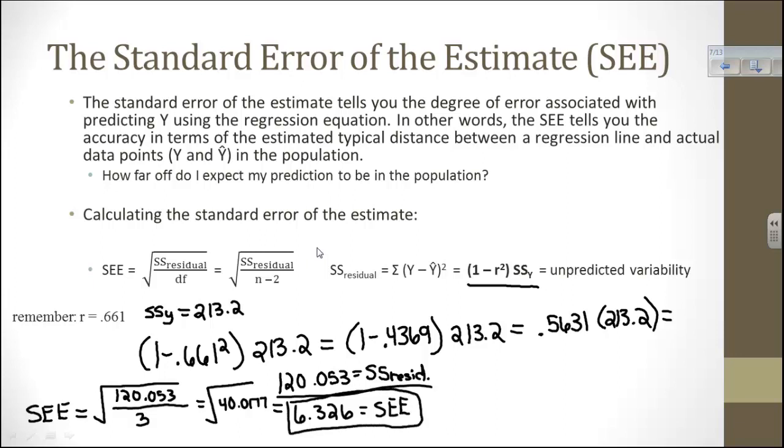So that makes a lot more sense given our picture of our scatter plot and our regression line. And what this tells us is that if the regression equation was used in the population to predict earned quiz grades based on expected quiz grades, we would expect that the predicted values for earned quiz grades would be about 6.326 points away from the actual earned quiz grades in the population on average. So this is the difference we would expect to see if we could collect data in the population between the grade that they actually earned and the grade that we would predict they would earn based on their expected quiz grades.